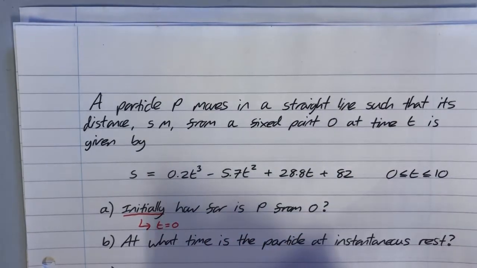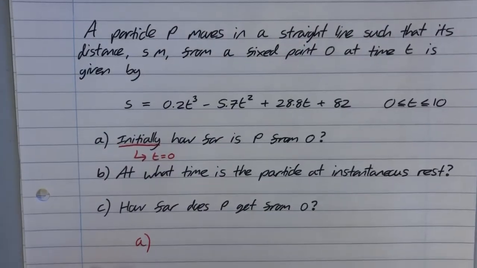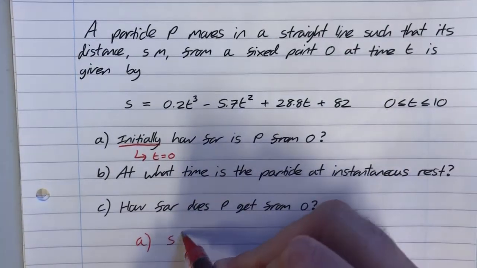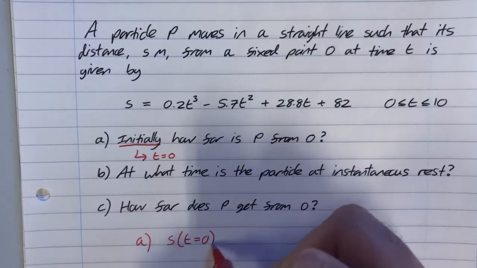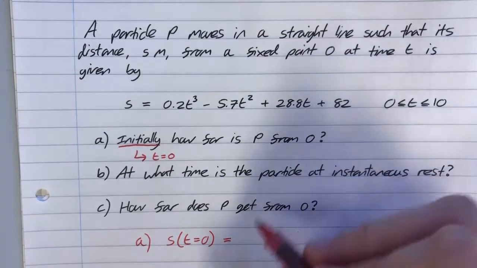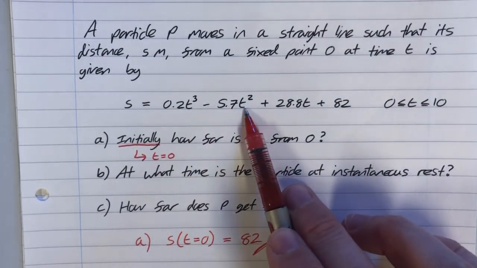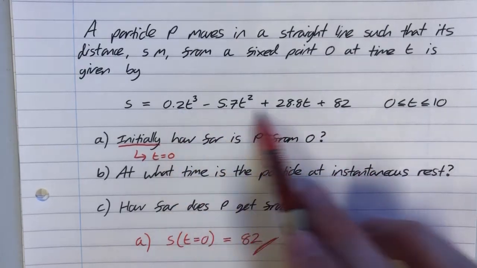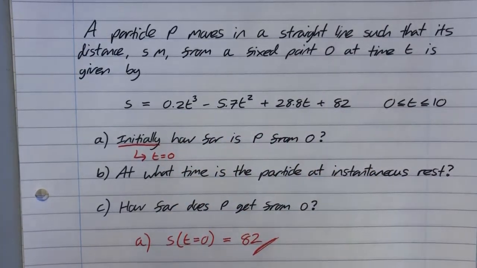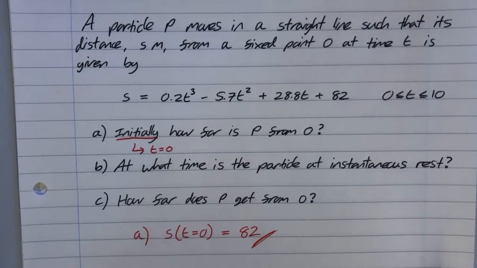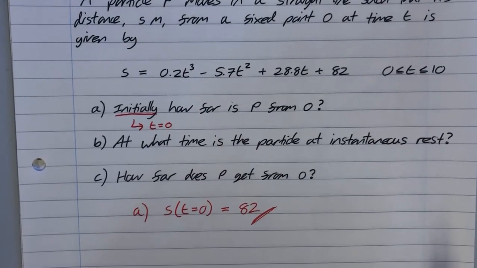So to answer part A, we're going to say, what is the value of s when t is equal to 0? And that is going to be 82. 0 cubed is 0, 0 squared is 0, 0 is 0. So everything disappeared except for the 82. Therefore, it's initially 82 meters from O. Part B.